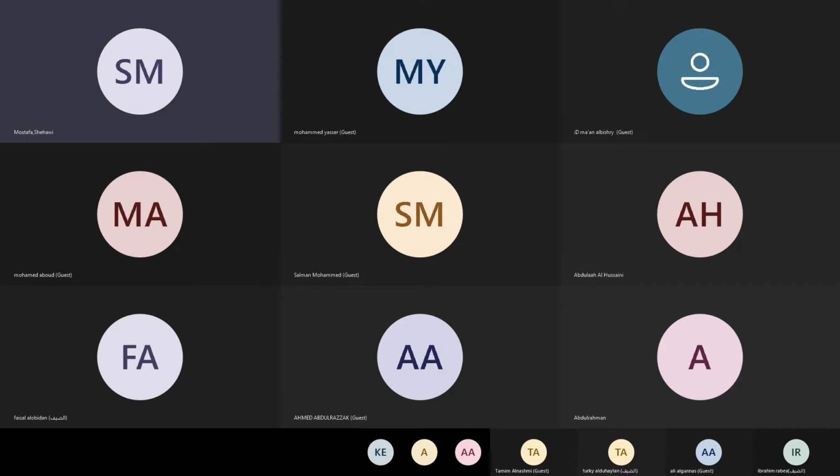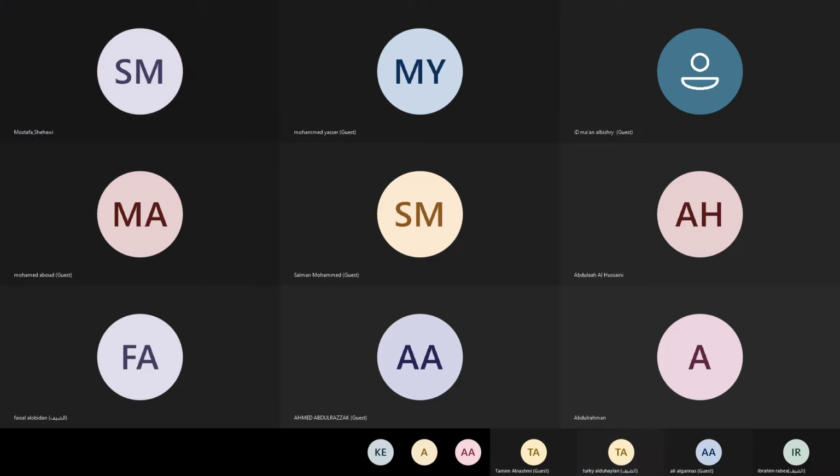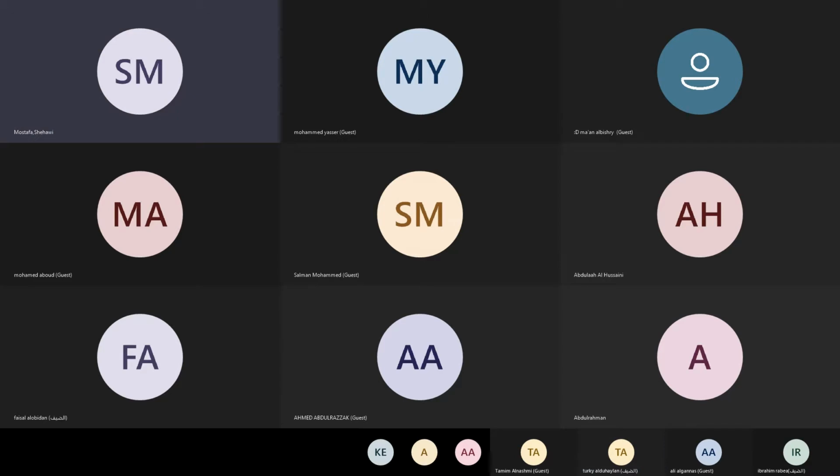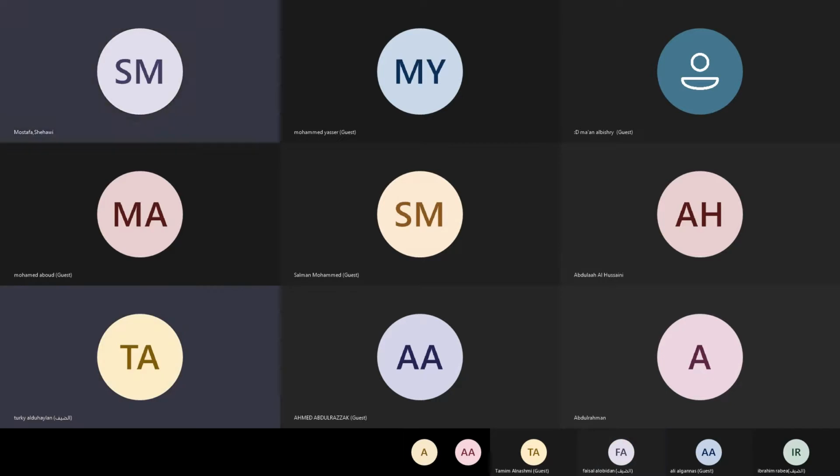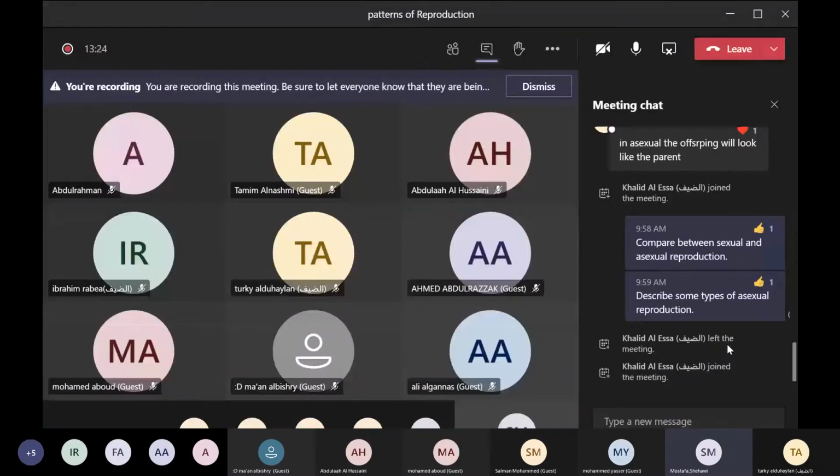And I'll pick someone. Turk Dihilan, are you with us? Do you hear me? Yes. Read these two. This one and this one. Read them. Compare between sexual and asexual reproduction. Good. Describe some types of asexual reproduction. So that's it. These are the two objectives.